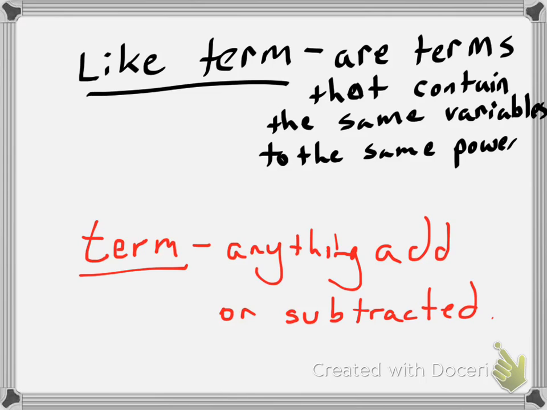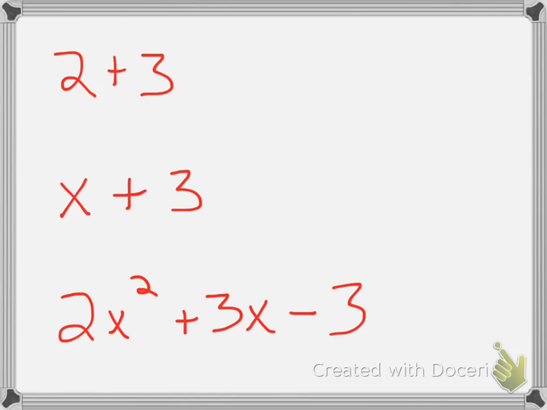Alright, like terms are terms that contain the same variables to the same power. They have to have the same variable and the same power. Now, a term is anything added or subtracted. So, in other words, 2 plus 3, these are terms. The 2 and 3 are terms because they've been added.